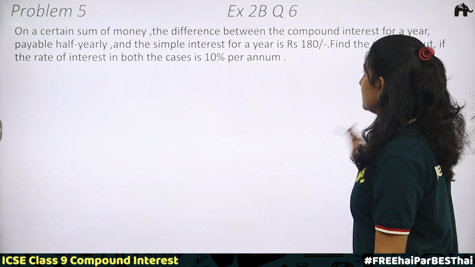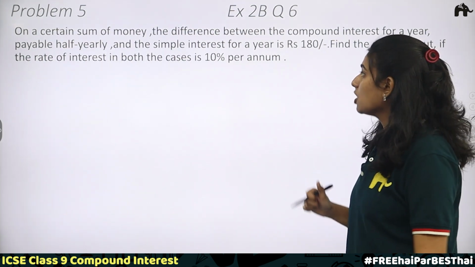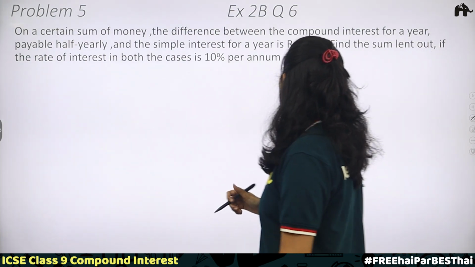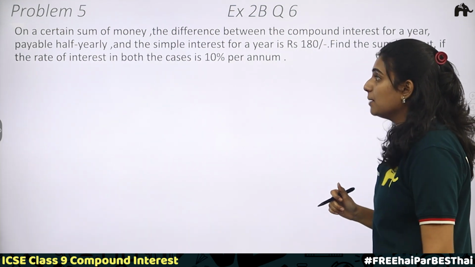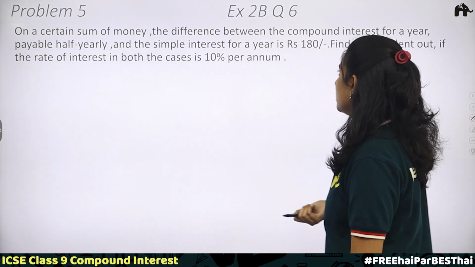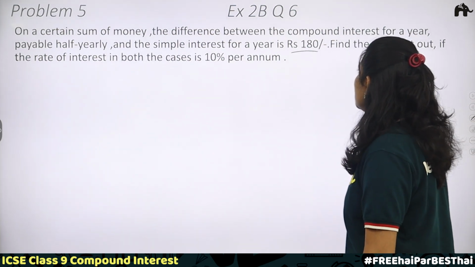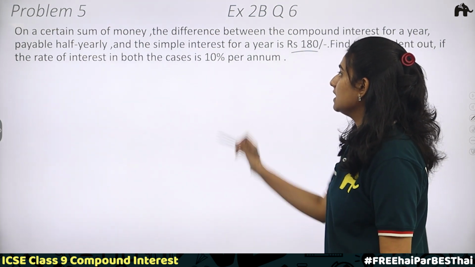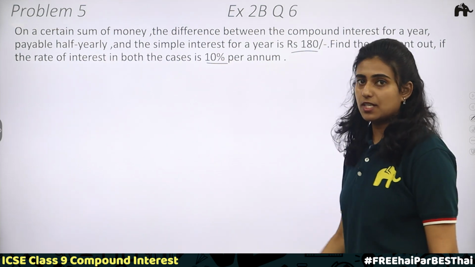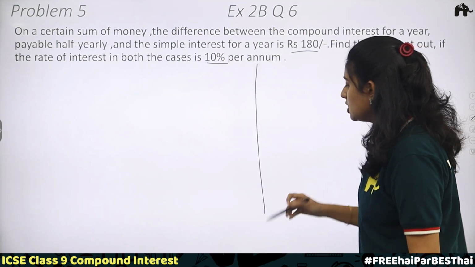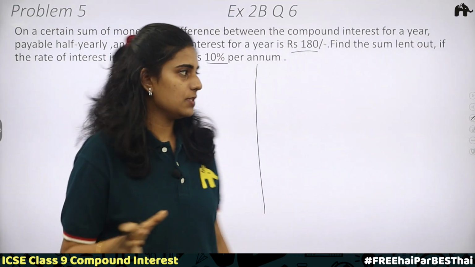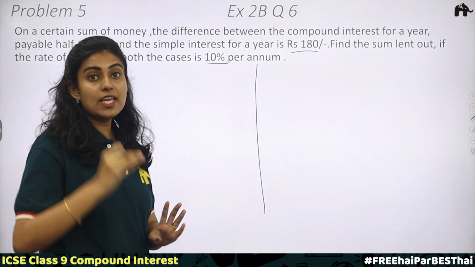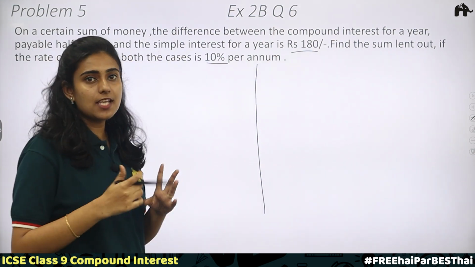Problem number 5, question 6 of exercise 2B. On a certain sum of money, the difference between the compound interest for a year payable half yearly and the simple interest for a year is rupees 180. Find the sum lent out if the rate of interest in both the cases is 10% per annum. Here we have to find the initial principal. To find the initial principal, in such questions what we do? We assume that the principal is rupees 100.